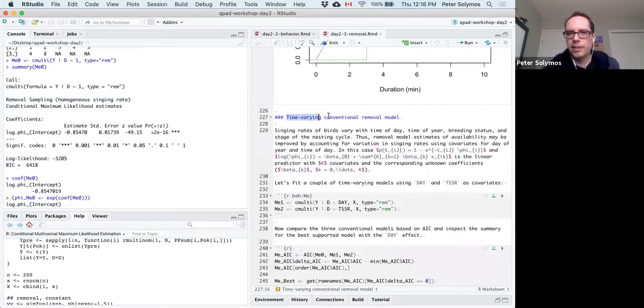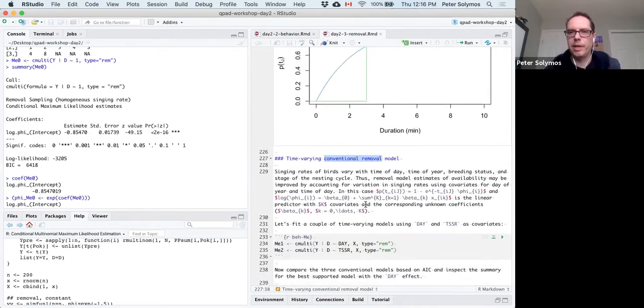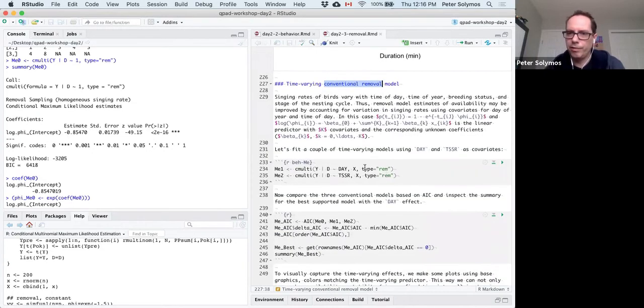So time varying conventional removal models. This is a lot in this statement. Time varying means that phi is not constant, but it varies with time. And conventional is going to be just this exponential model that we've talked about. And it has this intercept at 0. And depending on the rate, it goes up fast or goes up slower. And we are going to see there are other, which I call non-conventional, where the intercept might be something else too. So let's just see how to fit these.